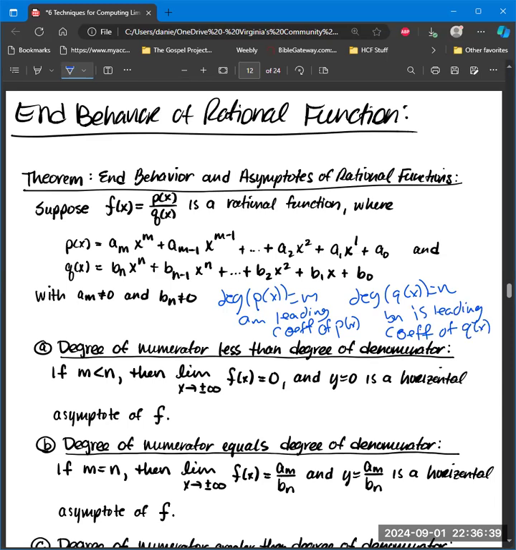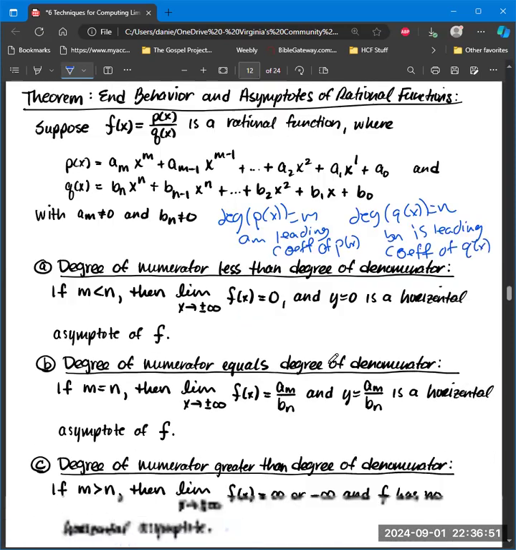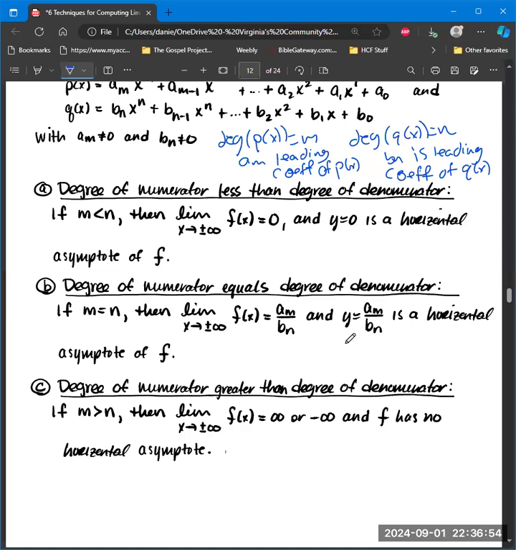If the degree of the numerator is less than the degree of the denominator, if m is less than n, then the limit as x goes to plus or minus infinity of f of x has to equal 0, and y equals 0 is a horizontal asymptote of f. You learned that rule in pre-calculus. If the degree of the top was less than the degree of the bottom, you had a horizontal asymptote at y equals 0.